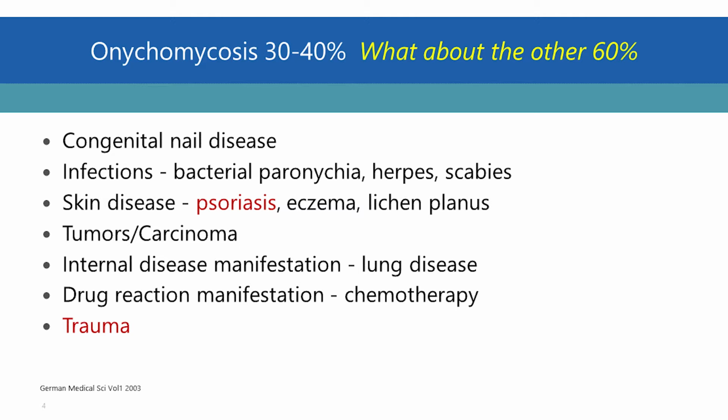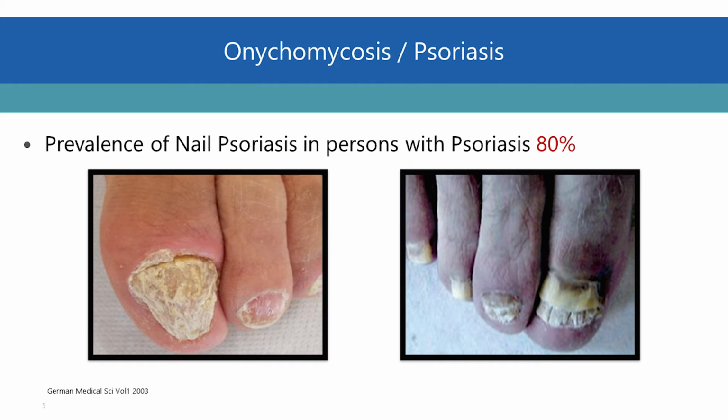60% of the time, other causes related to onychodystrophy were listed as congenital nail disease, infections such as bacterial paronychia, skin diseases such as psoriasis and eczema. We'll get to that in a second. Tumors, carcinoma, internal disease manifestations such as lung disease, and of course, trauma. When speaking in terms of psoriasis, it's of note that psoriasis, in addition to onychomycosis, are the two leading causes of onychodystrophy within the nail. The prevalence of nail psoriasis in persons with psoriasis totals 80%. So a very high likelihood if a patient comes in and has a positive history for psoriasis, there's a good chance that patient also suffers from nail psoriasis.